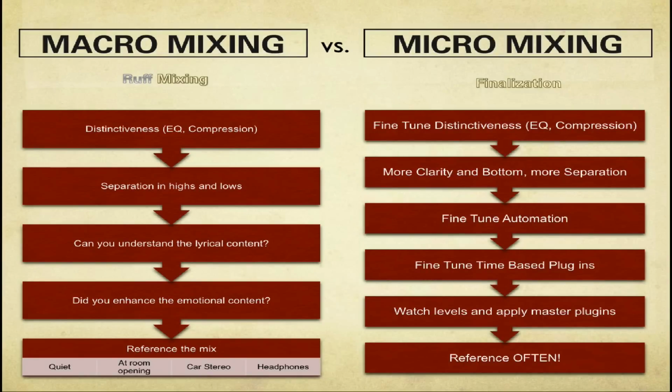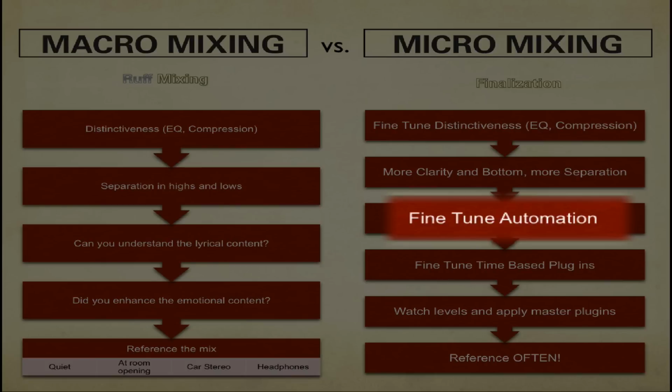Now you do apply some automation in macro mixing, especially to really enhance the emotion. Often you need to bring certain things up and down, but most of that is done in a very coarse way. The real fine-tuning of the automation, and this is where I usually spend a third of my mix time on automation, is in the micro-mixing stage, fine-tuning each individual level to be constant, but sometimes even to bring certain things out of the mix. And this is very important. This is where the magic happens.